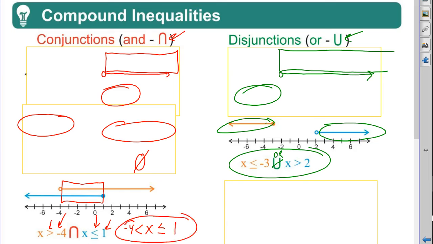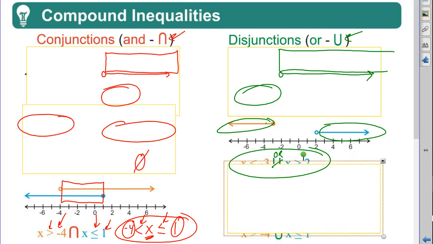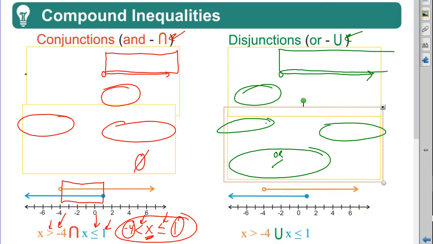Should always be smallest number. These always point to the left. Greatest number, variable in the middle. That's telling you all these in-between values. Any value just bigger than -4, all the way up to including 1. Conjunction. All right, what about that disjunction, same scenario?